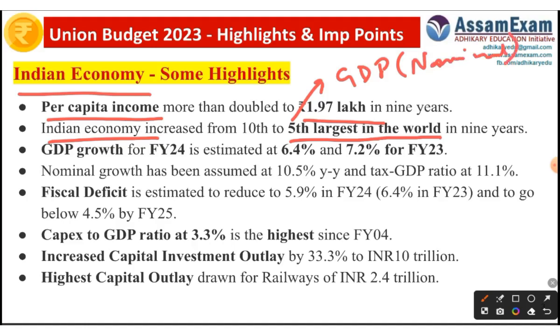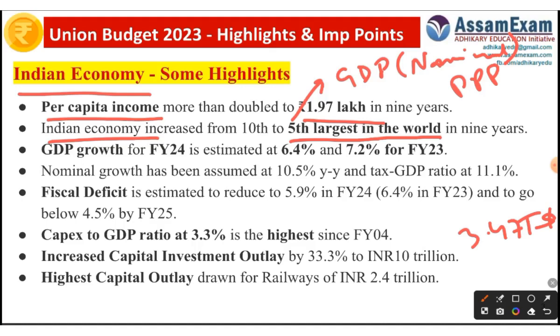There is another term called PPP. In PPP terms, India's rank in GDP is 3rd. Only China and the US are ahead of India in GDP in PPP terms. But in GDP in nominal terms, India is 5th. Ahead of India, the US, China, Japan and Germany are there. India's GDP is around 3.47 trillion US dollars.